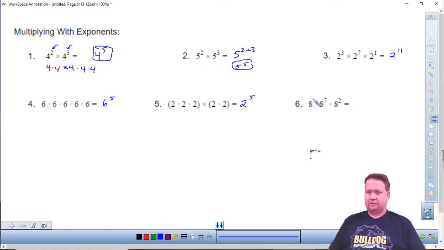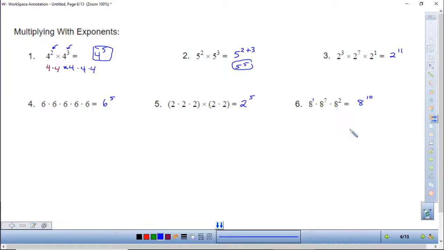Here's an example where we didn't write the power, but that power right there on the 8 really is a 1, and 1 plus 7 plus 2 is 10. So the answer is 8 to the 10th.